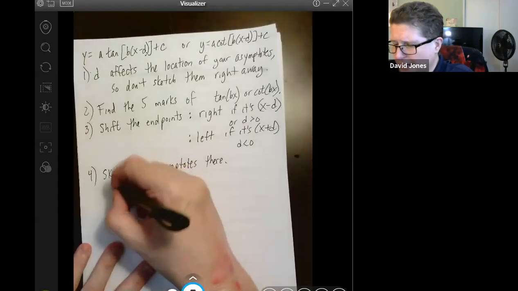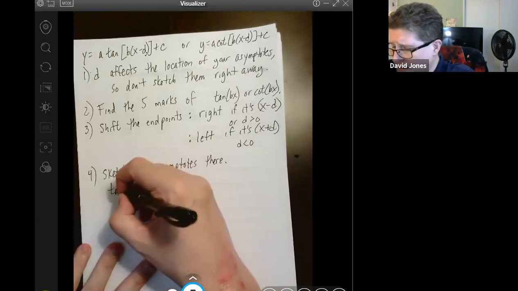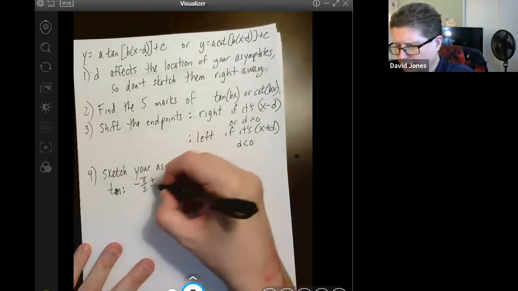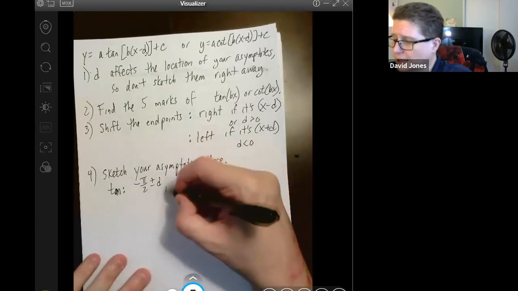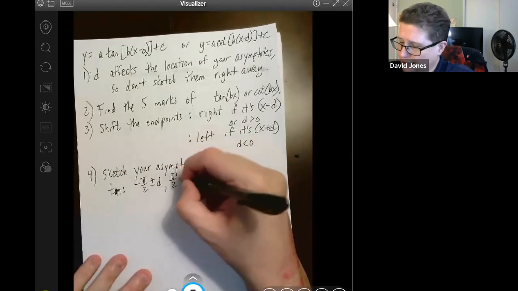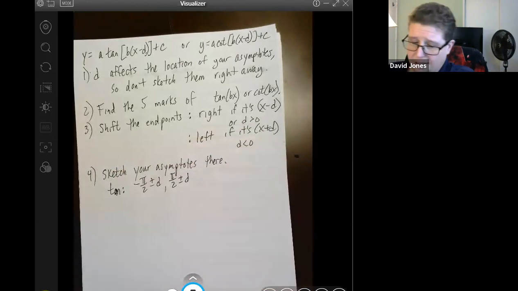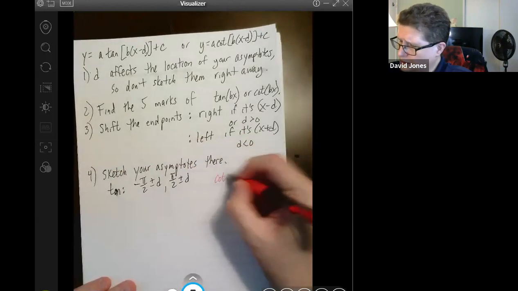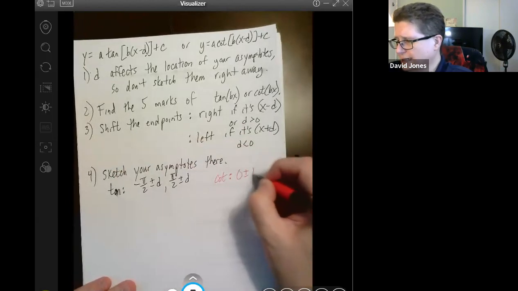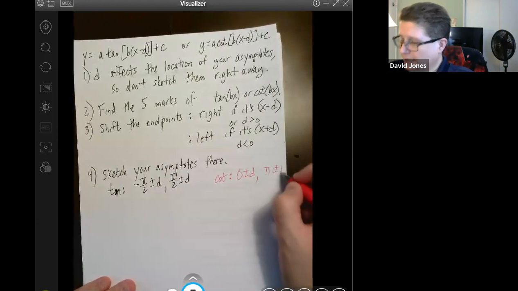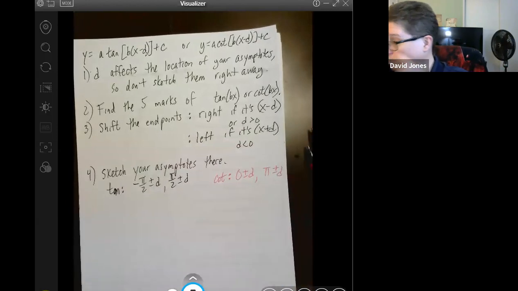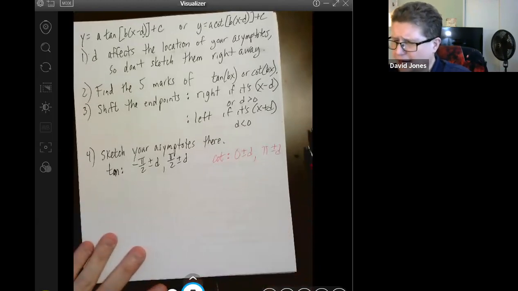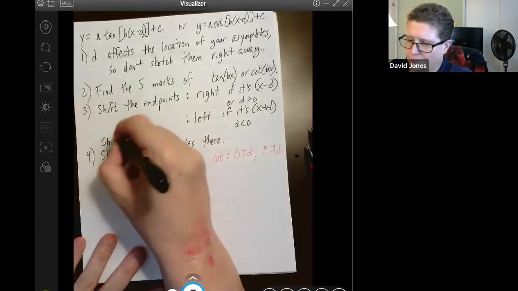What happens to end up being, for tangent, the asymptotes are at negative pi over 2 plus or minus d, whichever one it is, and pi over 2 plus or minus d. And then we have cotangent, which is 0 plus or minus d, and pi plus or minus d. Those are our asymptotes. In fact, when you shift the endpoints, shift all 5 points.